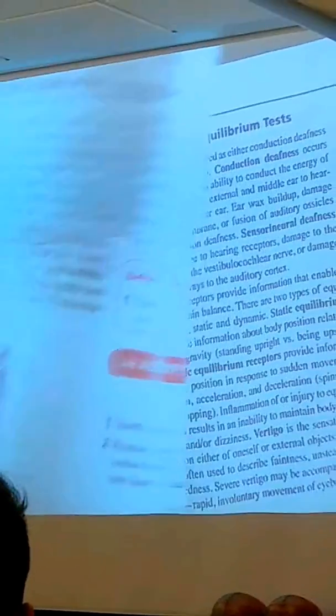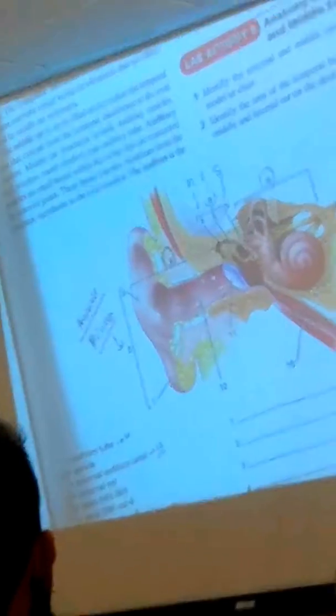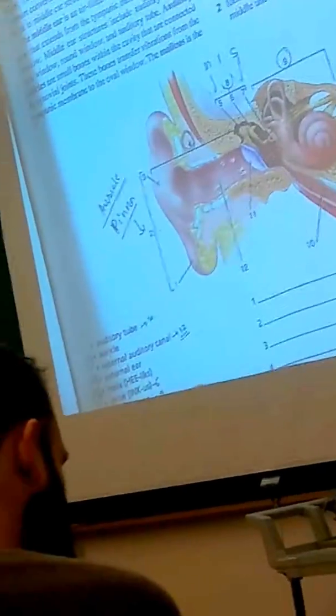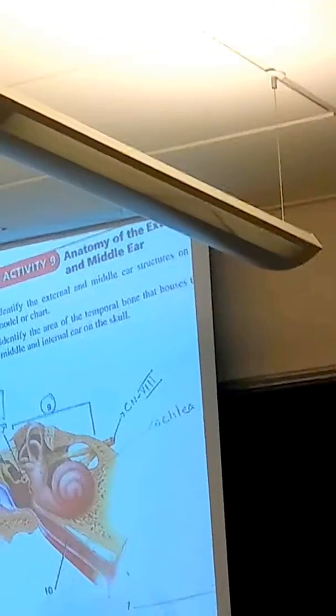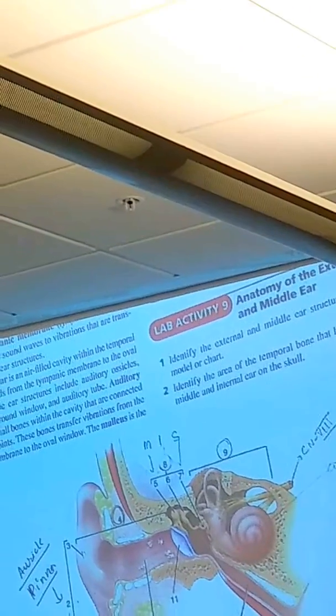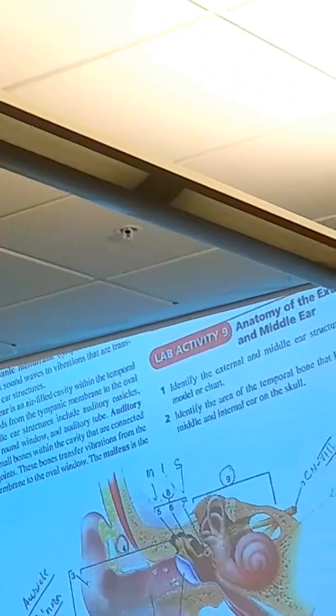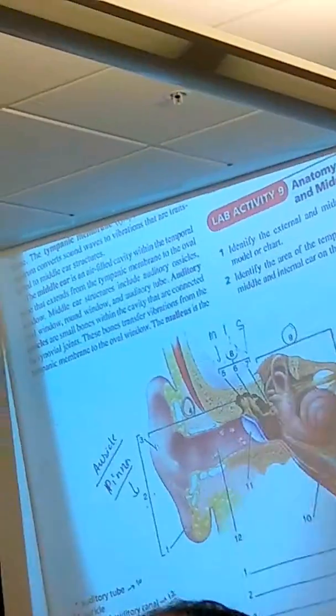Then coming to the ear, because in the special senses we covered the eye and the ear. Here you will have this model. Remember our ear model? No picture will be here, only the model. This model is an exact copy of this picture. So please know all parts of the model. This is the external ear, middle ear, and the internal ear.